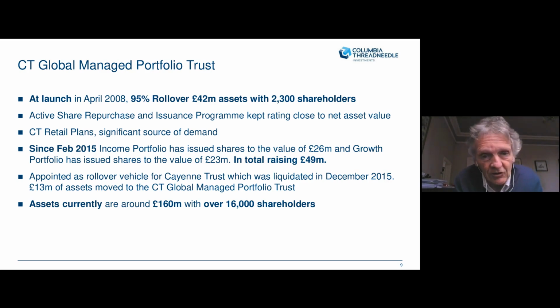And that gives you an active share repurchase and issuance program I've explained. We've issued quite a lot of shares over the years. The last 8-9 years, we've issued nearly 50 million between income and growth, roughly half and half. We also actively buy in. Yesterday, I bought in 125,000 growth shares at £2.37. But we also issue shares too, and particularly the income portfolio has been quite popular in the last year or so.